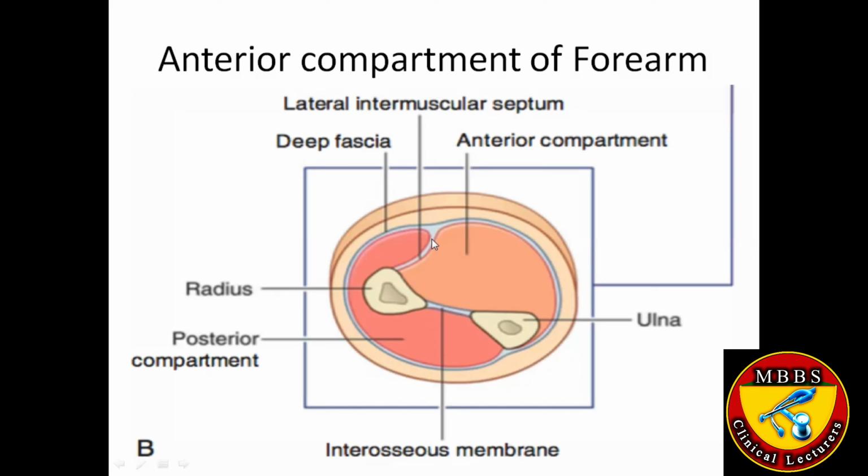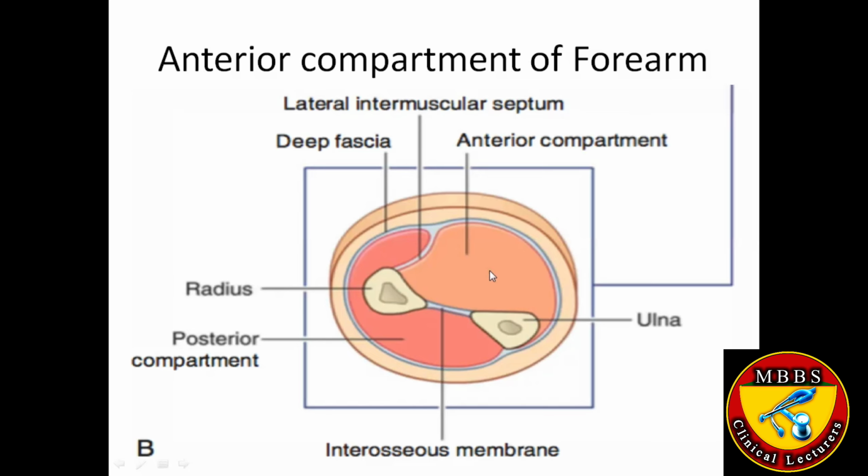The thickening is in the form of an intermuscular septum, the lateral intermuscular septum attached on the anterior border of the radius. The posterior border of the ulna provides the attachment of the thickening of the deep fascia, as well as a membrane present in between, attached on the interosseous borders of the radius and the ulna, that is called the interosseous membrane. Collectively they divide the compartment into anterior and posterior.